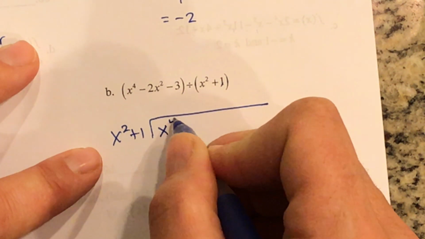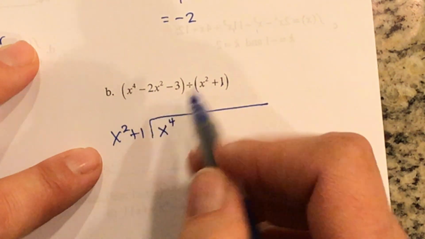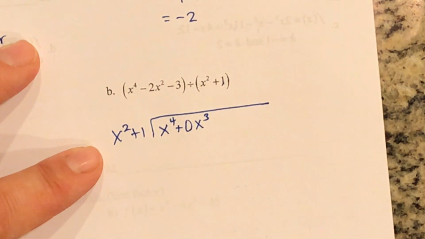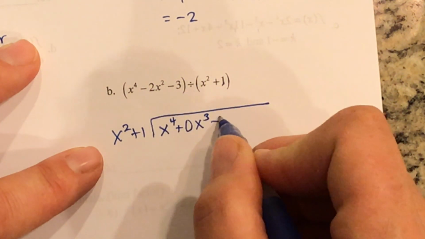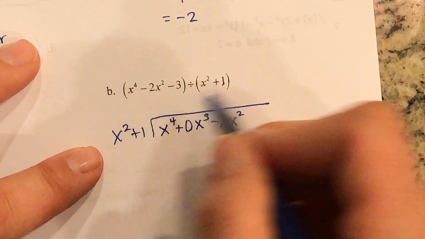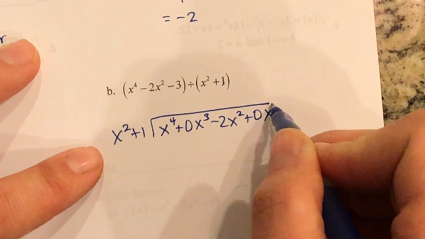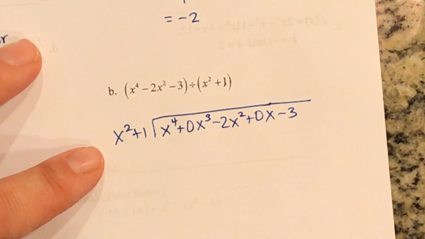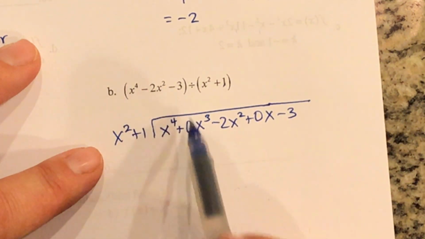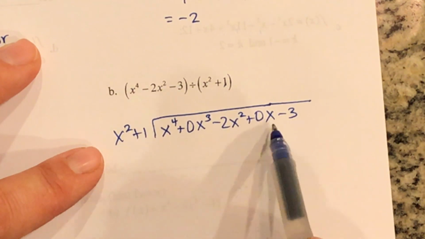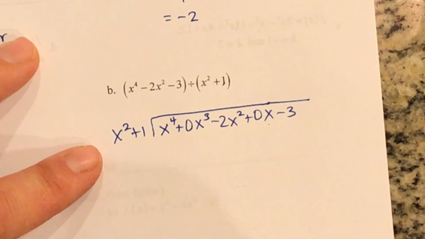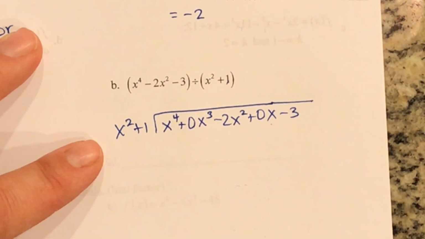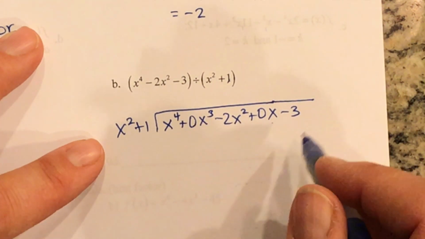So you see how there's no cubed term? I'm actually going to put in 0x cubed as a placeholder. Then minus 2x squared. Do you see how it's missing the x term? So you guessed it, I'm going to put 0x, then minus 3. So it only had 3 terms, and now I've got 5 because I put in 2 fake ones as placeholders, so that when I go to multiply things, I have a place to put it. And sometimes I need it and sometimes I don't, but I'd rather have it there than not.